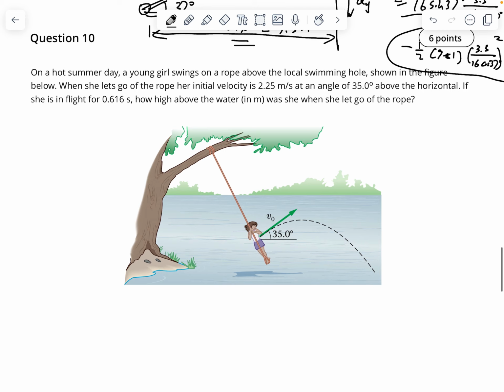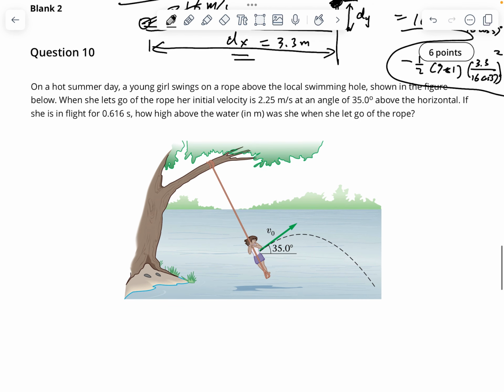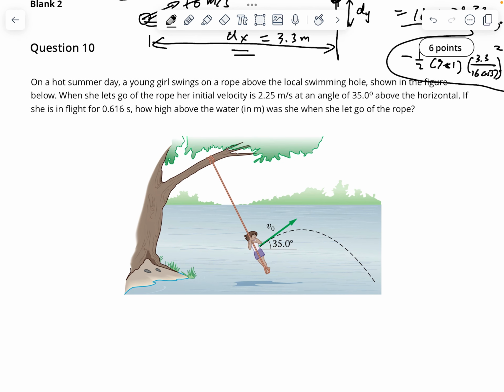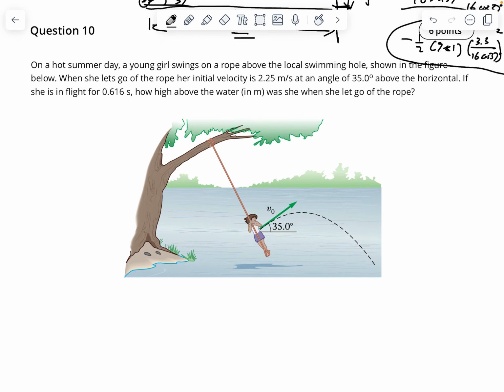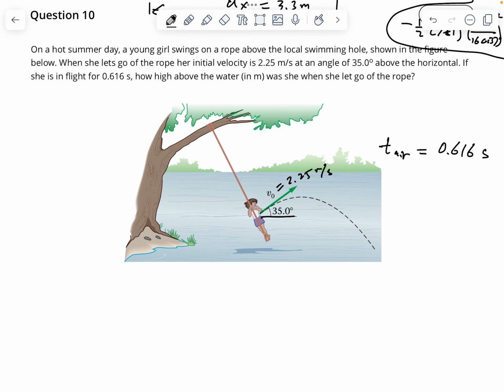Number 10. On a hot summer day, a young girl swings on a rope above the local swimming pool, shown in the figure below. When she lets go of the rope, her initial velocity is 2.25 meters per second at an angle of 35 degrees above the water. If she is in the air for 0.66 seconds, how high above the water was she when she let go of the rope?